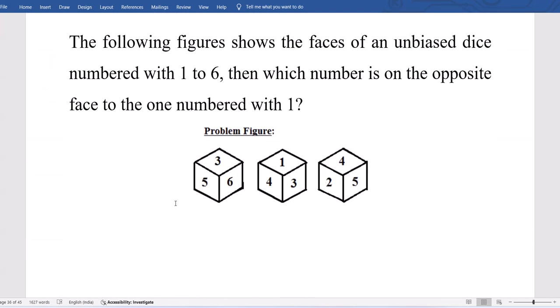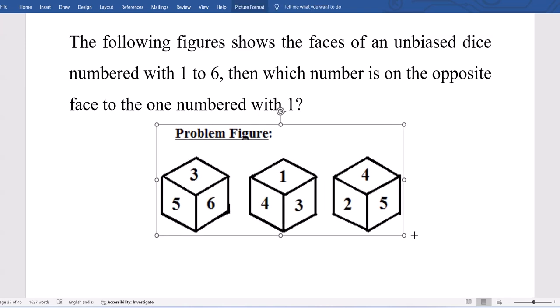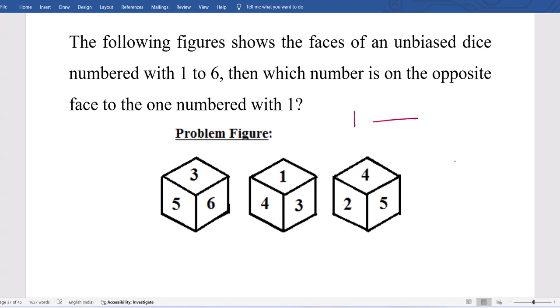Now cubes and dice related. The question is which number is opposite to number 1? See, if we recall, for any side there are 4 adjacent sides. Let's put it this way. For top, the opposite is bottom, and all remaining sides are adjacent. For front, the opposite is back, and all remaining are adjacent. They're asking for the opposite of one, right? So I'm trying to find one's adjacent sides. Here, as per the diagram, one's adjacent sides are 4 and 3. And if I know 2 more sides, then only I can decide the opposite of one.